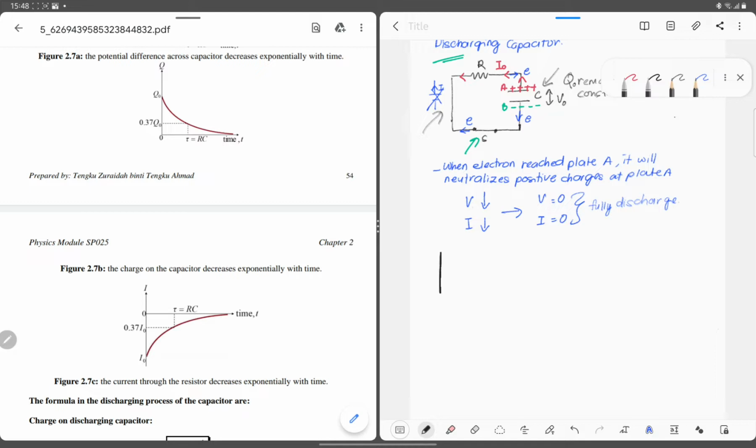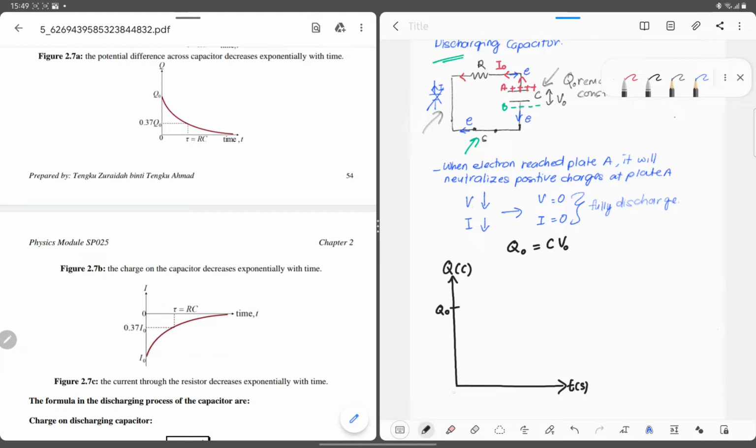So we start with the axis first. Okay, I'll show you here. Right, so I have Q in coulomb, and here's T in second. If you still remember, just now we said that at first, voltage across capacitor is a maximum voltage. So we go back to the formula Q equal to CV. If we have maximum voltage, our charge is also maximum. So this is our Q naught.